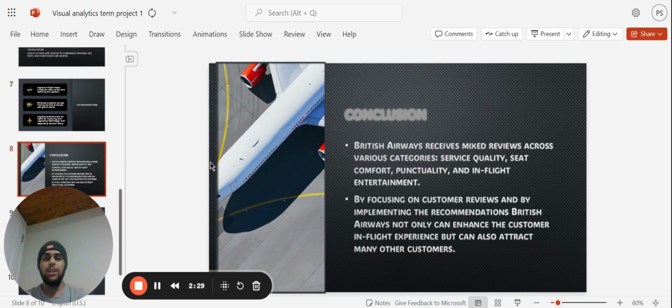Conclusion. British Airways reviews are mixed across various categories: service quality, seat comfort, punctuality, and in-flight entertainment. By focusing on customer reviews and implementing the recommendations, British Airways not only can enhance the customer in-flight experience but can also attract many other customers.